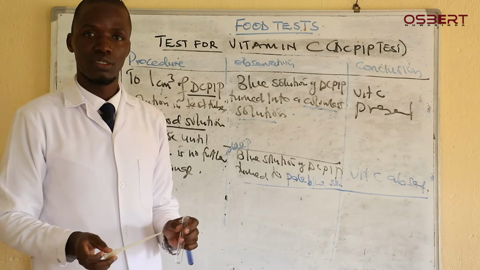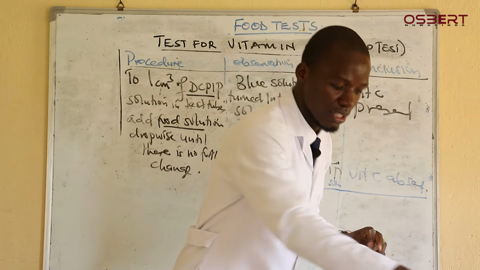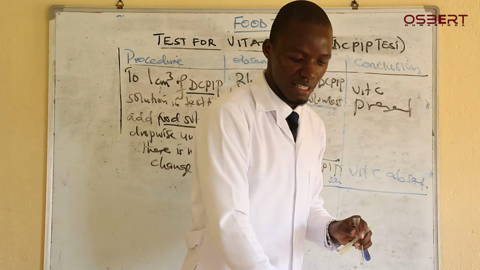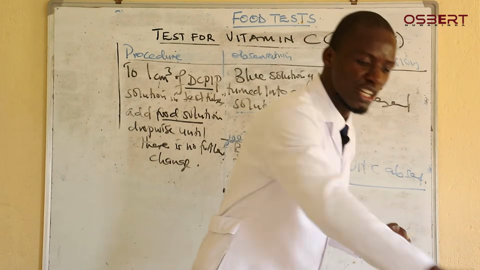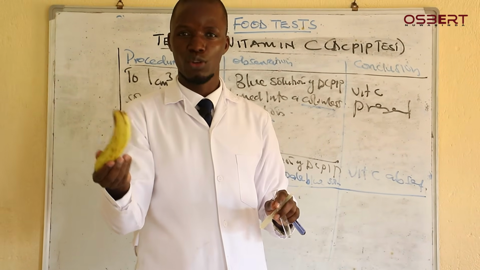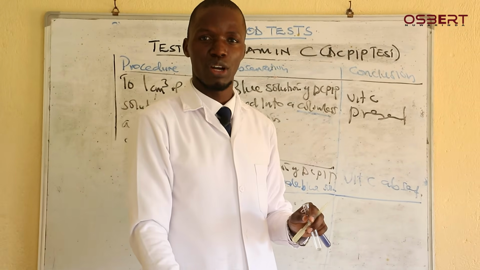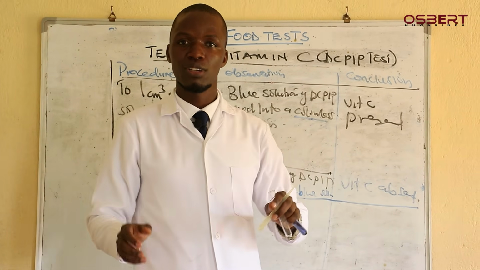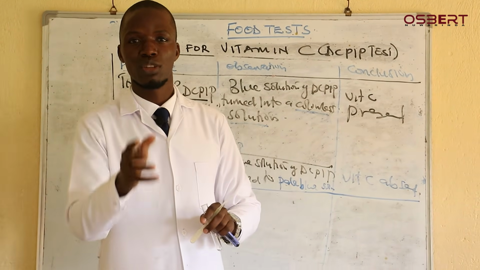The difference will be, if you test the vitamin C in a yellow banana, the difference will come in the number of drops. The one which has more vitamin C, you need fewer drops, but the one which has less vitamin C, you need more drops. So that's how we test for vitamin C.